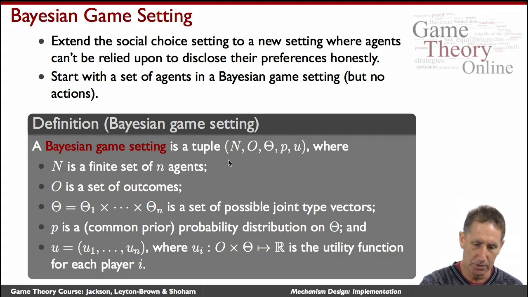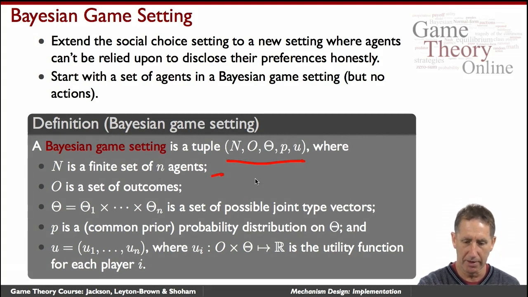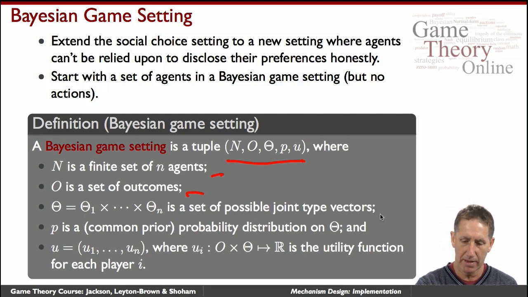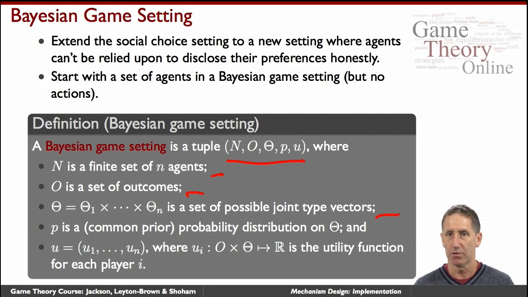We have this tuple, and let's go over it in order. N is simply the set of agents, and O is a set of outcomes. So we have the social choice function that has certain outcomes. For example, we have a voting situation with certain possible candidates, and that is that set O. Then we have those types. Those are exactly the objects we saw in Bayesian games. Again, we don't yet have a game here, but the notion of type is well defined. And type is all that private information of the agents.